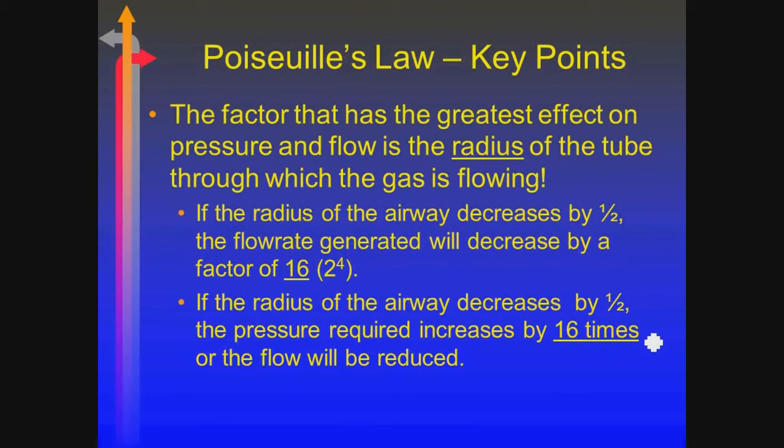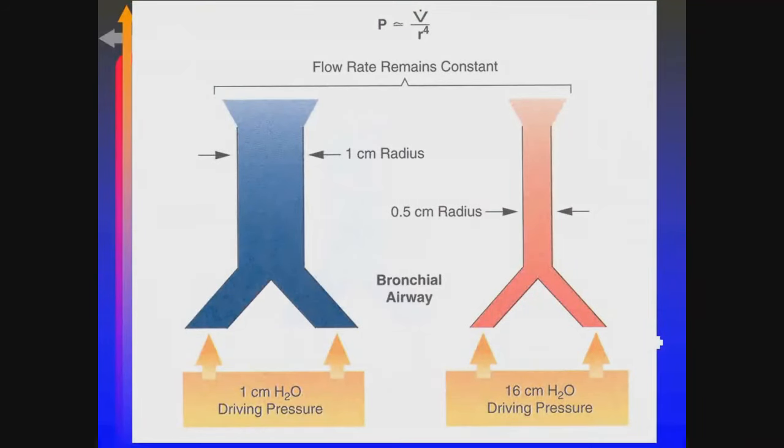But it's the radius that is the key, because of that factor of 4. Reduce the radius in half, you increase the pressure required by a factor of 16, and the amount of flow will go down by a factor of 16 also. So this is looking at taking my airway from a 1 centimeter radius down to half a centimeter. If the flow rate remains the same, the driving pressure goes up by a factor of 16.